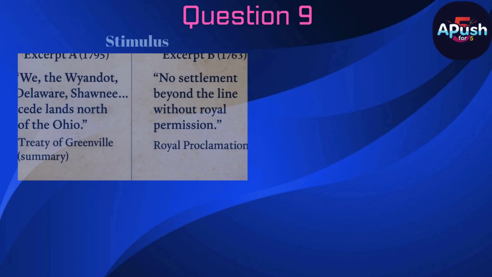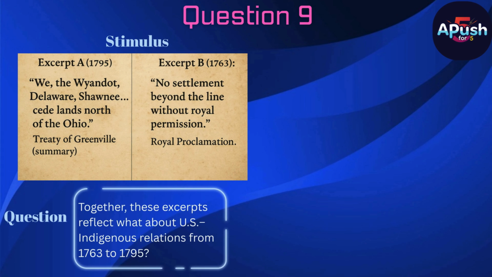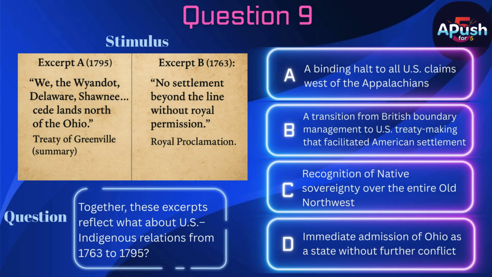Question 9. Stimulus. See excerpts. Together, these excerpts reflect what about U.S. and indigenous relations from 1763 to 1795? A. A binding halt to all U.S. claims west of the Appalachians. B. A transition from British boundary management to U.S. treaty making that facilitated American settlement. C. Recognition of native sovereignty over the entire Old Northwest. D. Immediate admission of Ohio as a state without further conflict.